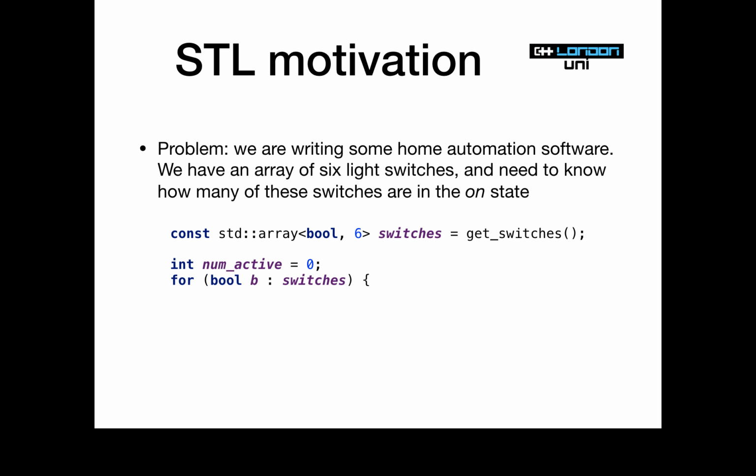And you can probably imagine what we're going to do here. We can loop through all of the bools in this array. So for every bool b in switches, if b is true, well, we don't have to write all that, we can just do if b, because b is already a Boolean. We increment our counter of the number of active switches.